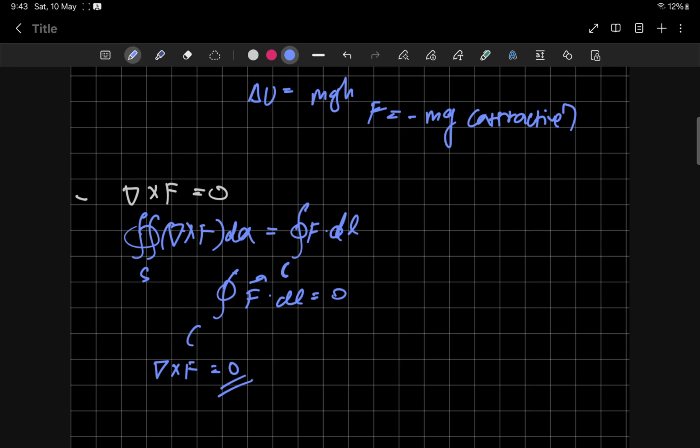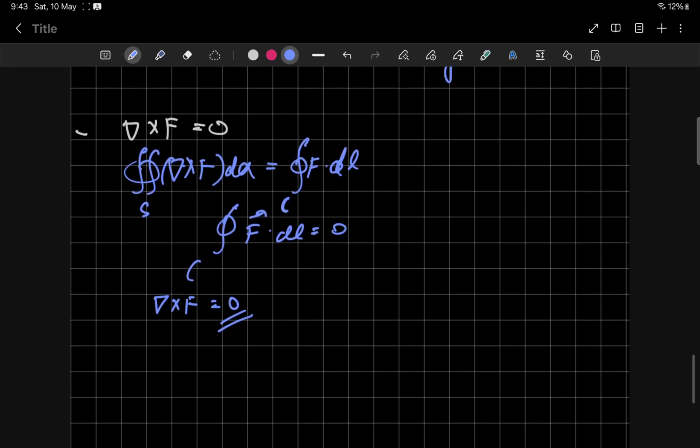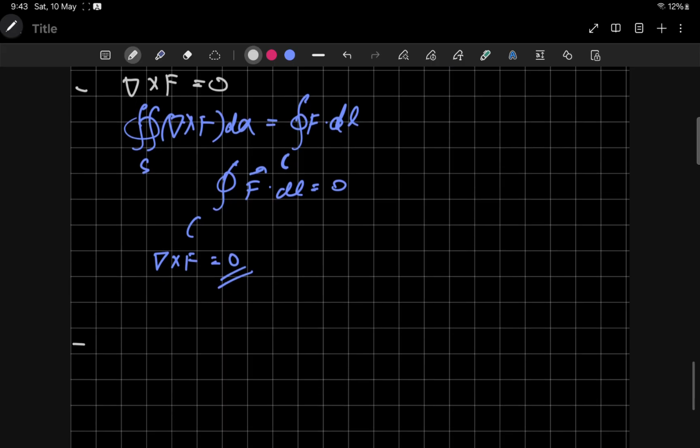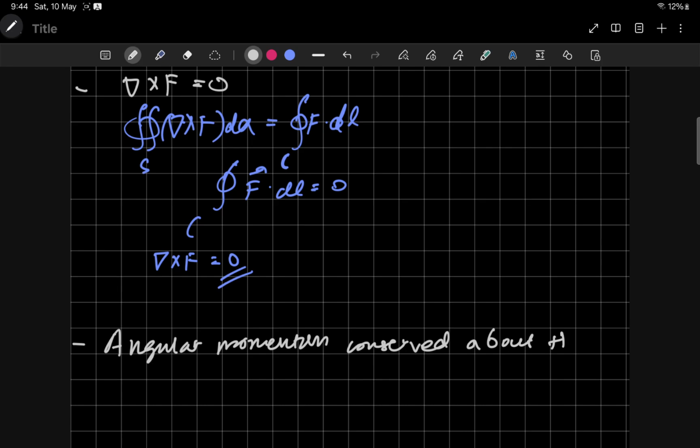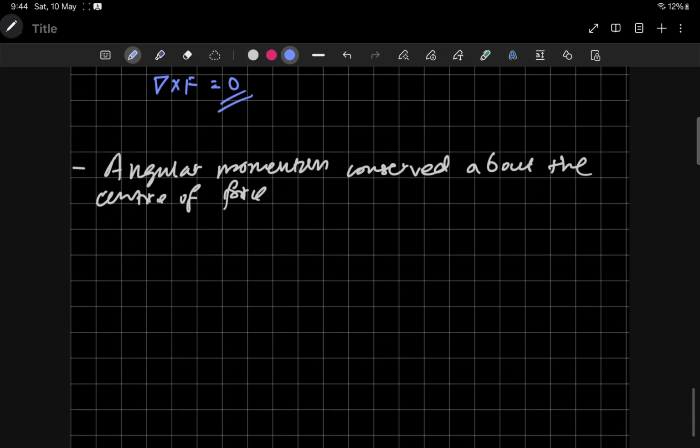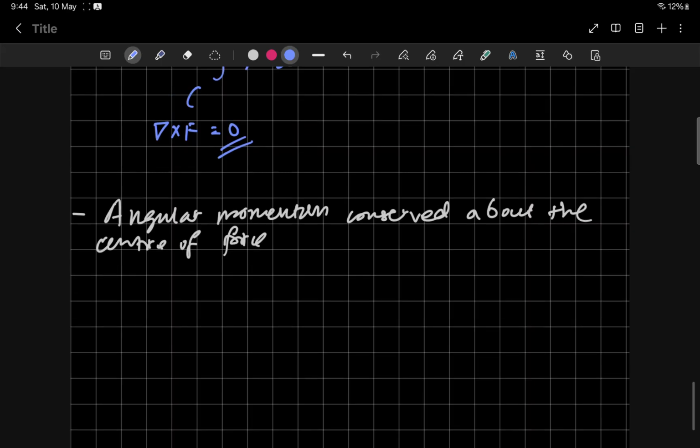Okay, so these are some properties. And coming to the more important properties in terms of celestial mechanics, I mean, not just celestial mechanics, but generally for central forces: angular momentum is conserved about the center of force.